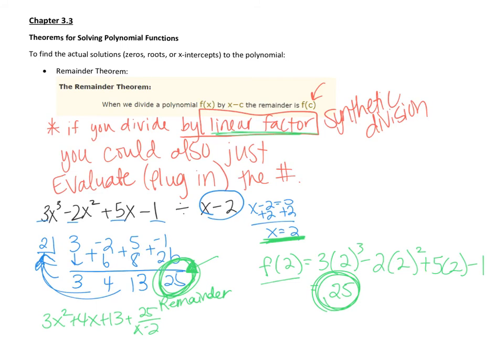So now you can say, if I want to find just the remainder, I could either use synthetic division and find the remainder, or I could simply plug it in to get that remainder. Now, the reason that we're doing this, remember the whole idea is to solve a polynomial. The reason we want to do this is because in a little bit, when we actually start solving, we're going to realize that a remainder of 0 means that we have a solution.